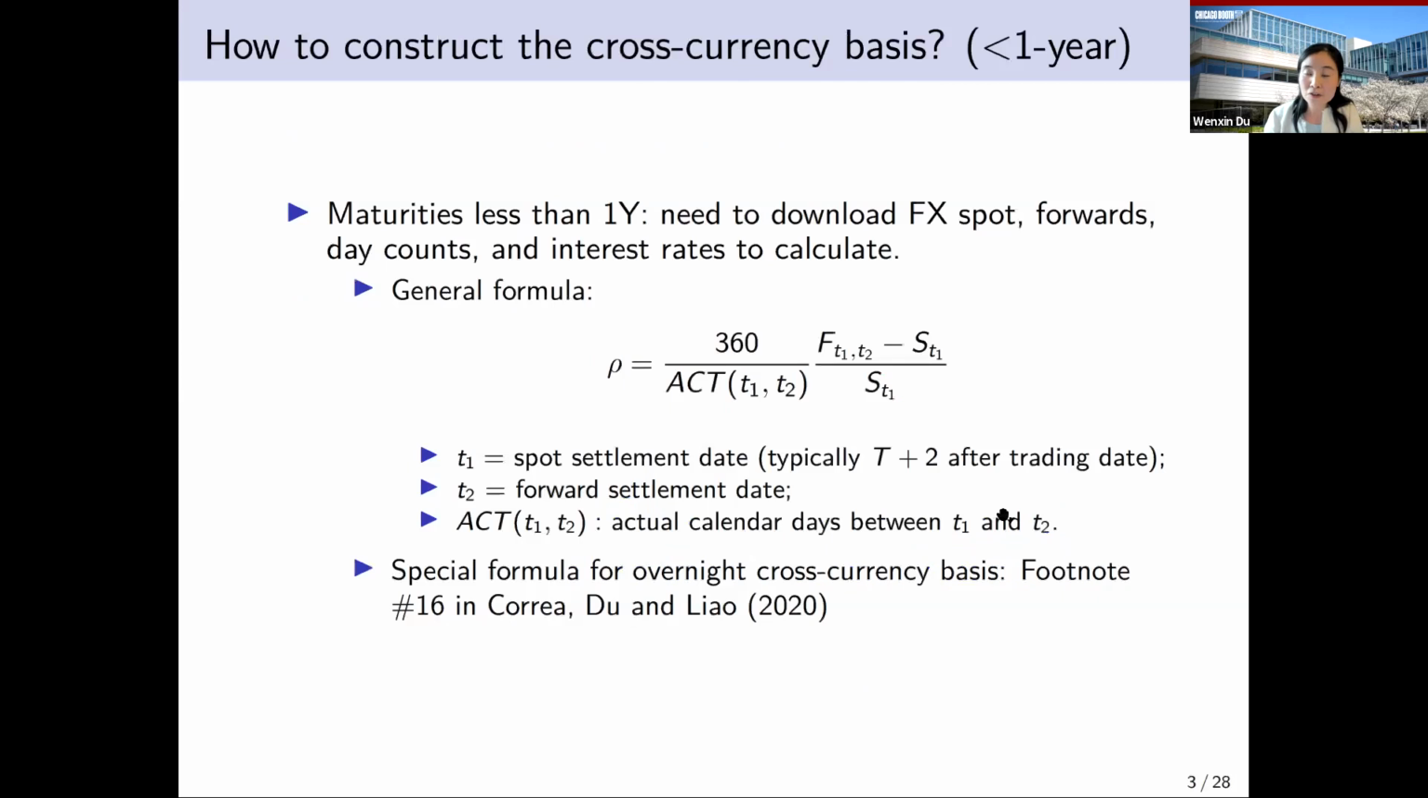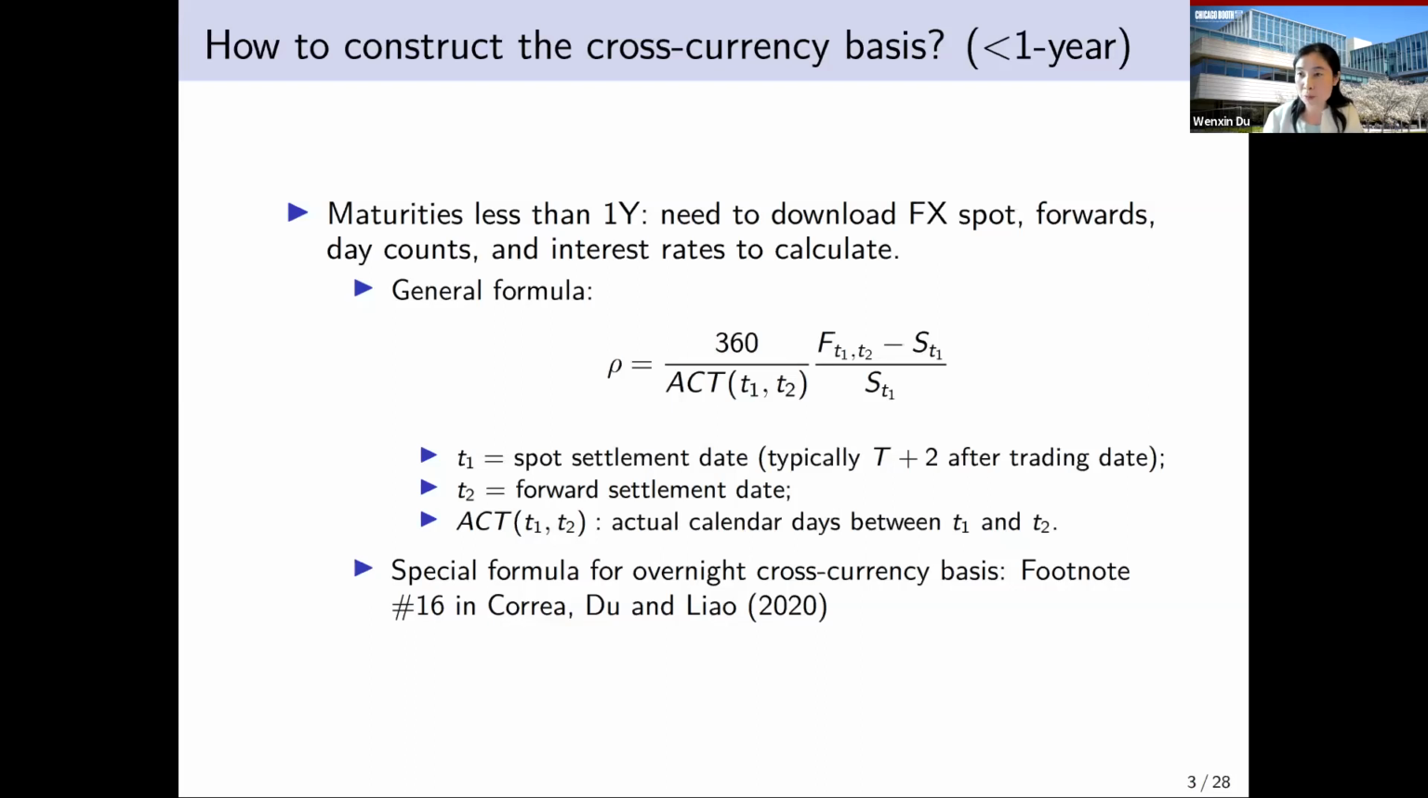To calculate this row, it depends on two scenarios: whether you are trying to back out a short-term cross-currency basis, that is with maturity less than or equal to a year, or a longer-term cross-currency basis with maturity beyond 1 year. In the short-term space, that's what this slide is about. You need to do an actual calculation.